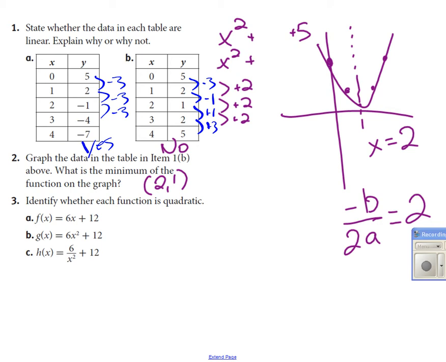Okay? So if we assume a is 1, right? So we have negative b over 2. So what would b have to be to make that statement true? Negative 4. Negative 4? So what if we try that? Negative 4. So will that work when x is 1? Yes. Because we have 1 minus 4 is negative 3 plus 5 is 2.